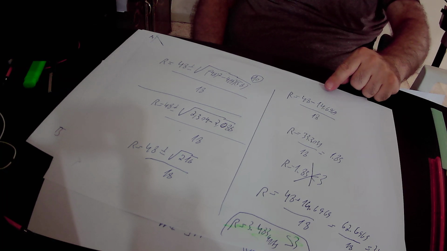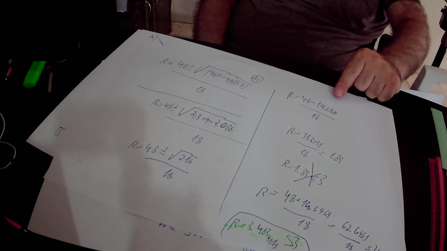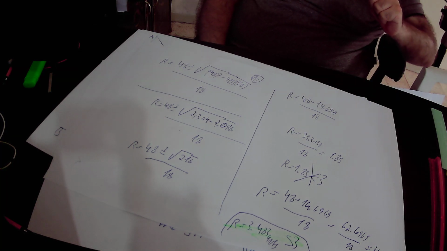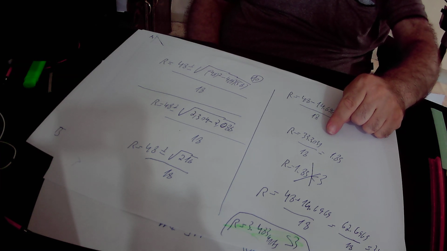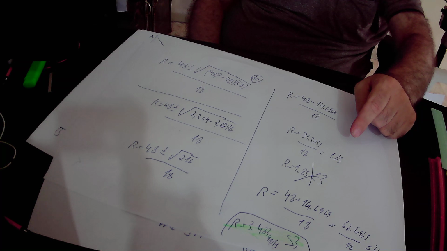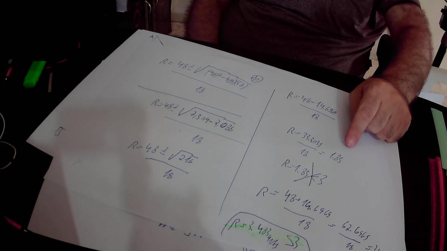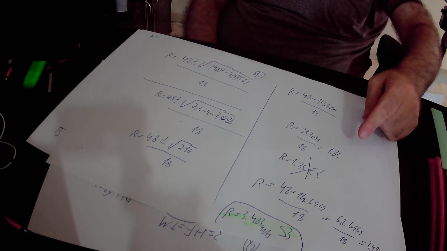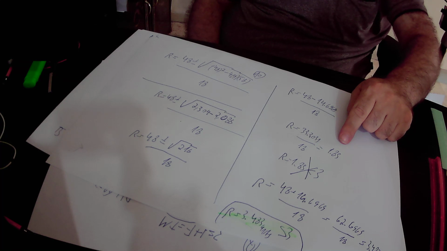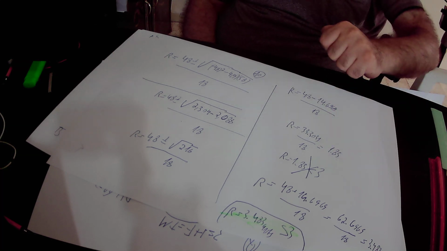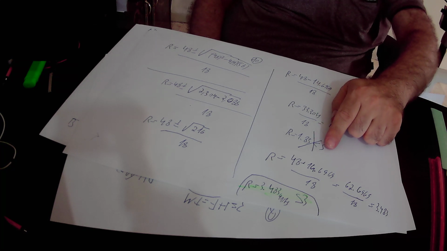The first solution is R equals 48 minus 14.6969 over 18. That is equal to 33.3031 over 18, and it is equal to 1.85. But we have already found out that the radius cannot be less than 3 units, and 1.85 is less than 3 units, so we cancel this solution.